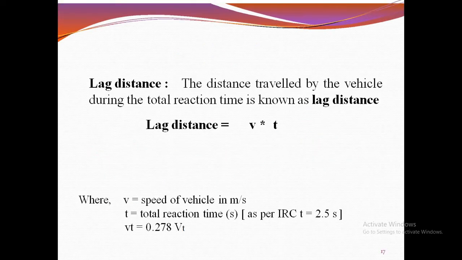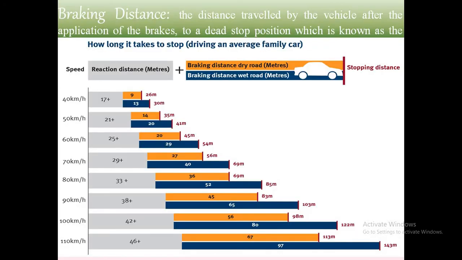So we can say lag distance: the distance traveled by the vehicle during the total reaction time is known as lag distance. So how is the total reaction time used? Lag distance is equal to V into t, where V is the speed of the vehicle and t is the total reaction time. Vt is equal to 0.278 Vt in some cases. We can use it like this. And this is the braking distance.